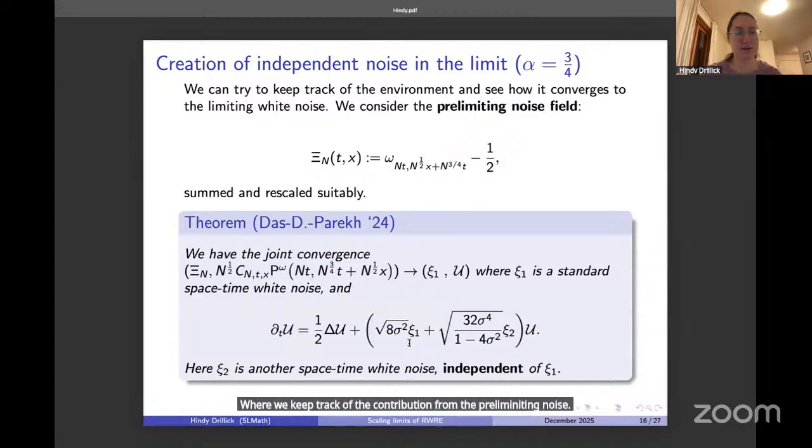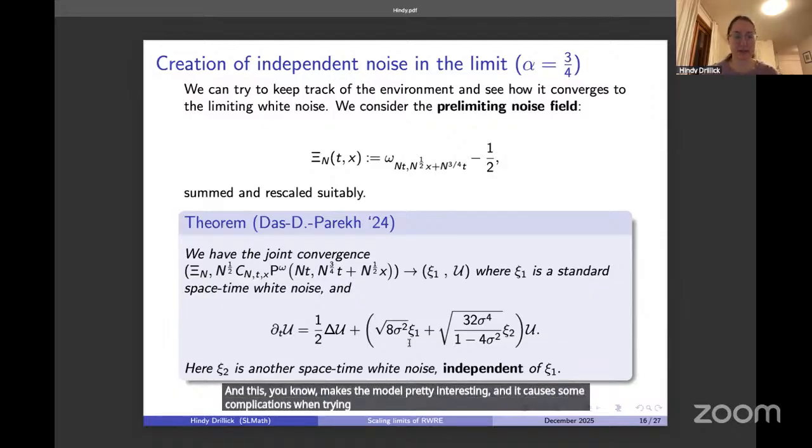So we call this result creation of independent noise in the limit because we can somehow see in the limit that part of the noise decouples from the pre-limiting noise. And this makes the model pretty interesting, and it causes some complications when trying to prove these types of results.